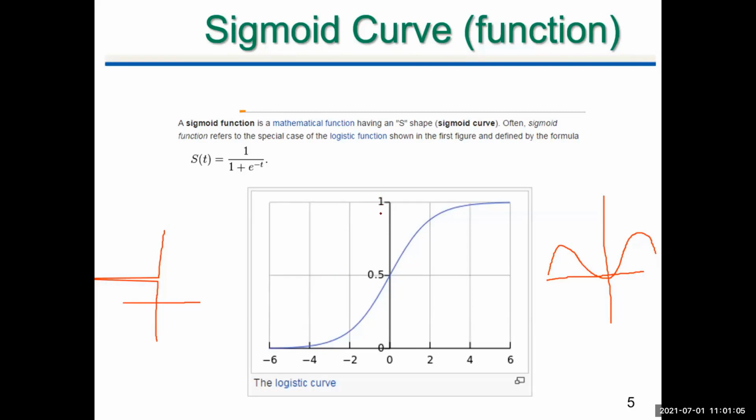Anyway, this is the curve, and you can see that the lowest it ever gets is 0, and the highest it ever gets is 1. It never actually reaches 1, and it never actually reaches 0. And when x is 0, the height is 0.5. This is called a sigmoid curve or an S curve, and the formula for it is this.